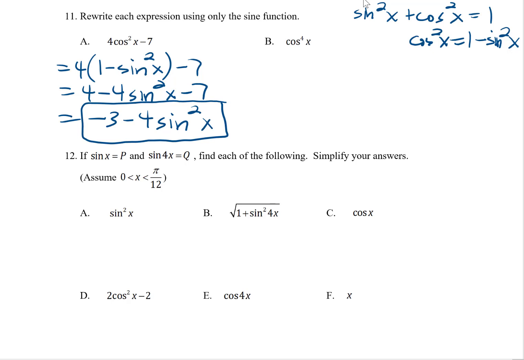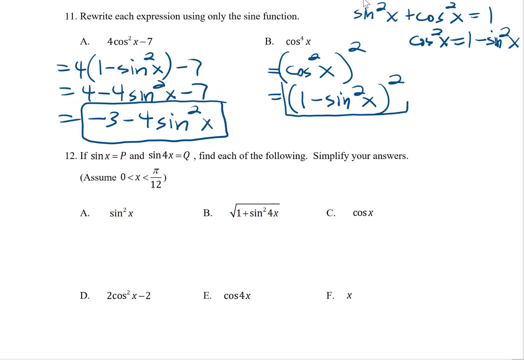What about letter B, cosine fourth x? Well, this one requires a little bit of creativity. Cosine fourth x, I could think of that as cosine squared x being squared. In other words, cosine squared times another cosine squared would be cosine fourth x, 4 cosine x's in all. And now that I've done that, I can go ahead and make that same substitution. Cosine squared x is the same thing as 1 minus sine squared x. And so here is an equivalent expression using only the sine function. I think this is a perfectly fine answer.